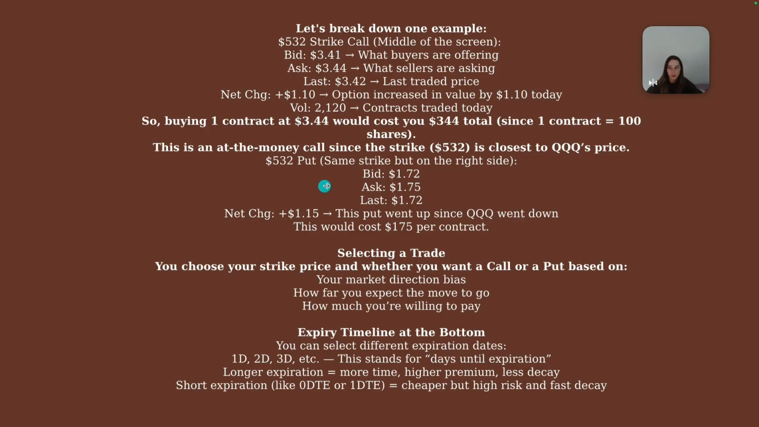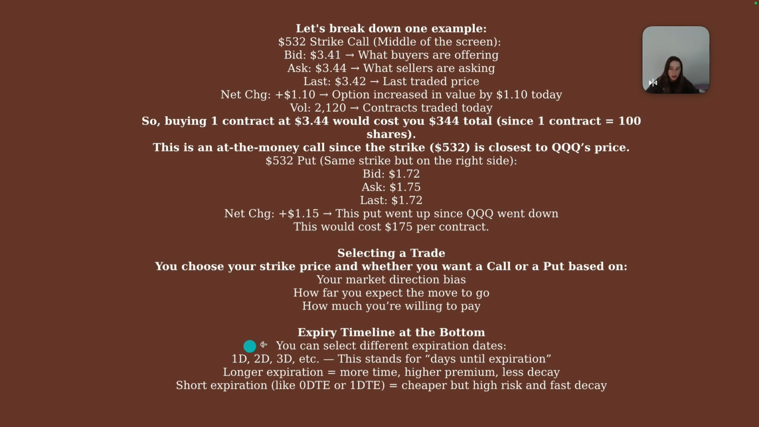So if you have a put, which is at 532 on the right side, your bid is going to be $1.72. The asking price is going to be $1.75, and the last price is going to be $1.72. The net change is $1.15. So this put went up since QQQ went down. This would cost $1.75 per contract.